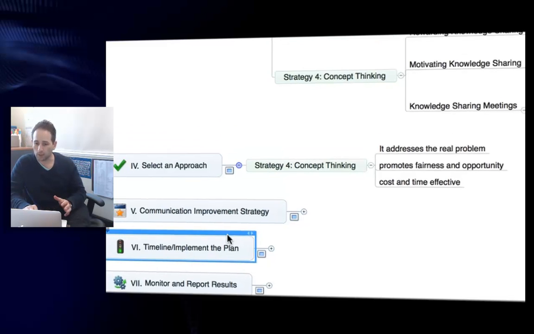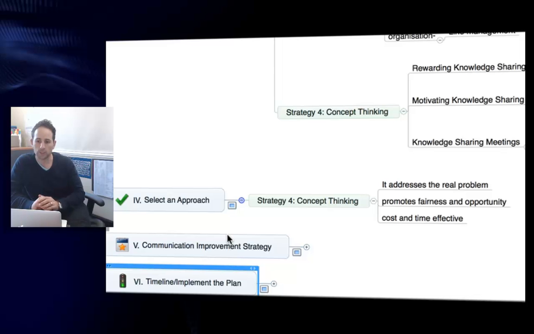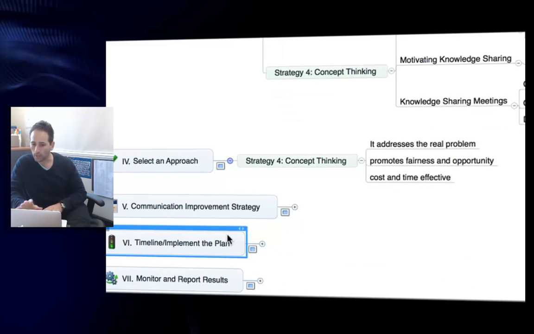When you look at something like the dissolving strategy I came up with for moving the teams into the same workspace, well, this is a win-lose. One team is effectively being told that they have to move locations. So this is not a win-win strategy at all. And lastly, I thought that strategy 4, the concept thinking approach, was more cost effective and time effective.